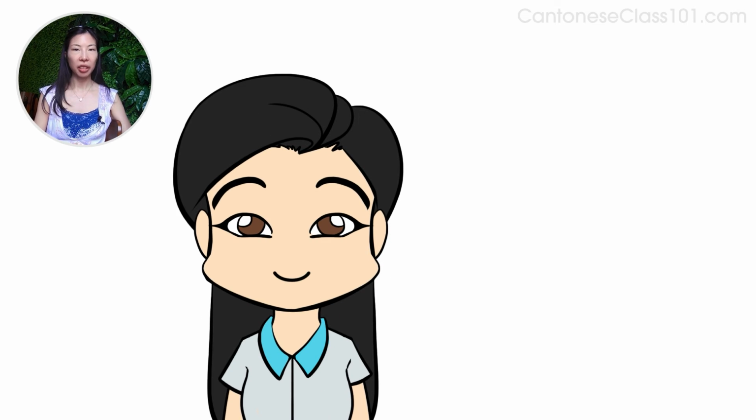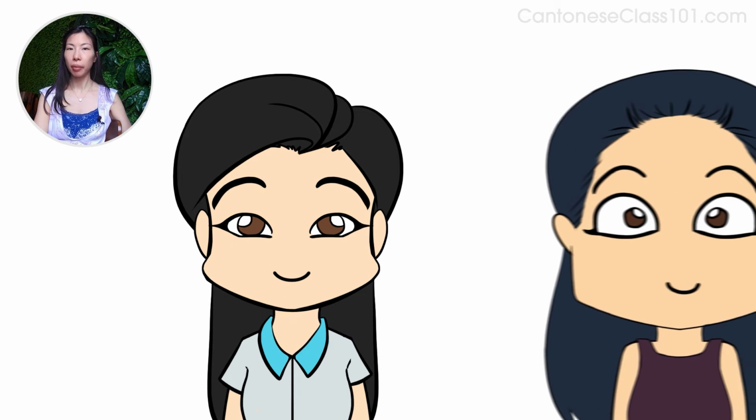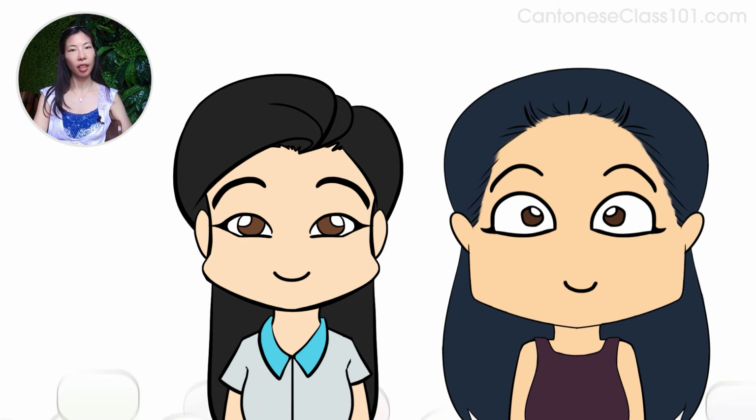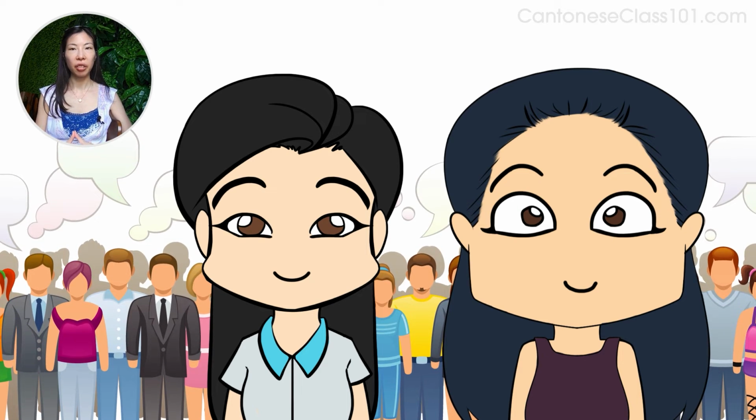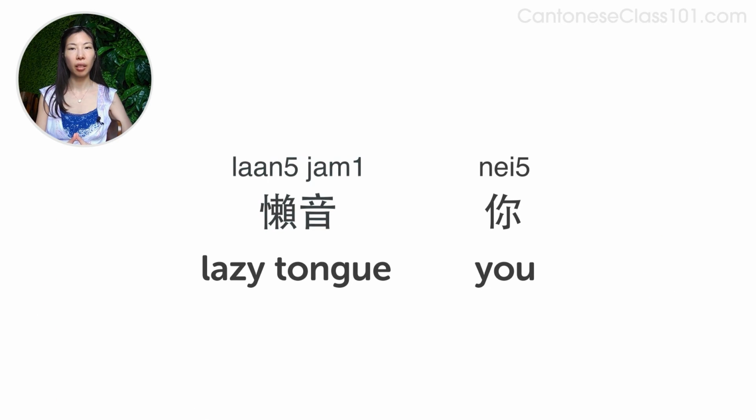Pronunciation among native Cantonese speakers in China can be different from that of Cantonese speakers in Hong Kong. A lot of people in Hong Kong, especially the younger generation, use a lot of their own conversational slang and tend to speak what they call lan yam, meaning lazy tongue. An example is the word you. The right way to pronounce it is nei, but in Hong Kong, many people pronounce it as lei.